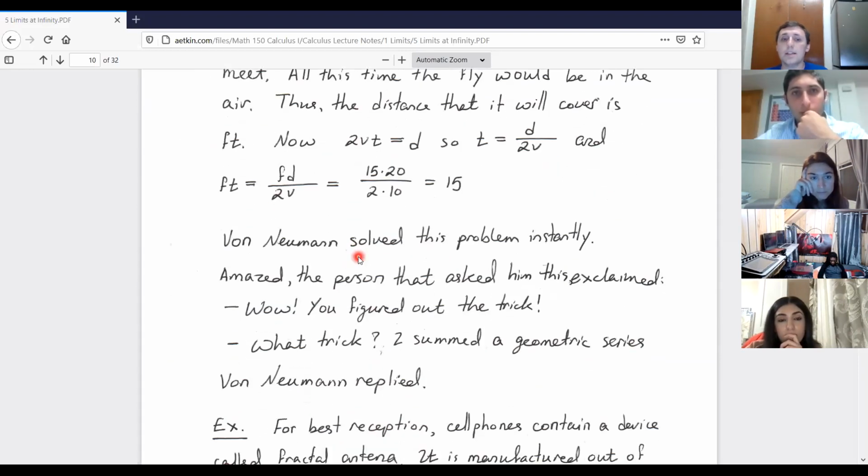And this is what happened to von Neumann. Von Neumann in 1 second solved it the way I showed, more or less. I'm not sure what symbols, maybe no symbols. He just calculated it right away. So the person that asked him was so amazed that he solved it so quickly. Wow, you figured out the trick. And he replied, what trick? I summed the geometric series. He just crunched this infinity and solved it. Didn't really bother thinking about it.